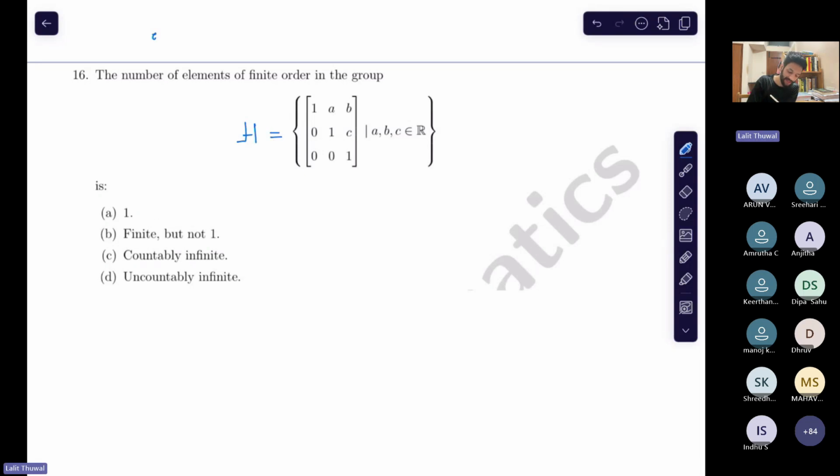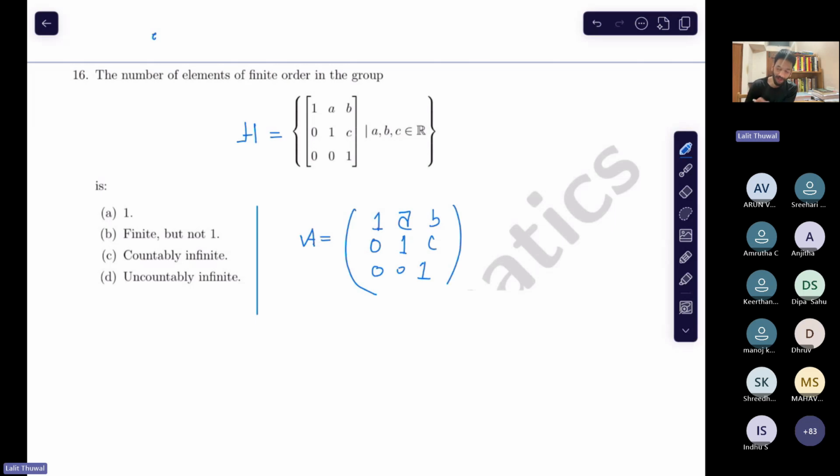The first option says it is 1. The second says finite but not 1. 1 is always there. The third says countably infinite, only countably many elements have finite order. The last one says uncountably infinite, uncountably many elements have infinite order. So how do we solve this question? We want to know whether or not this group has infinitely many elements of finite order. Pick an arbitrary element A. We would like to see that this is an arbitrary element.